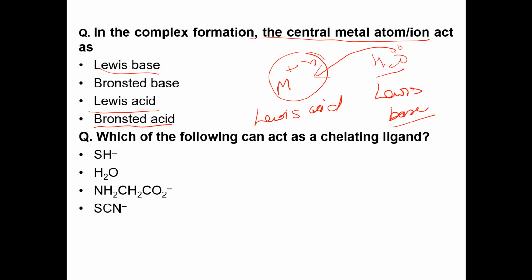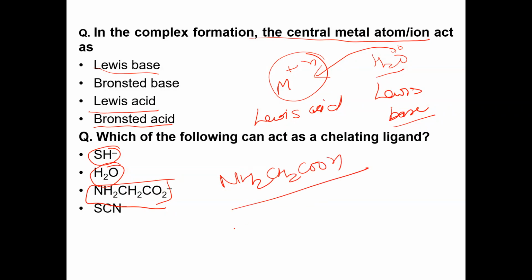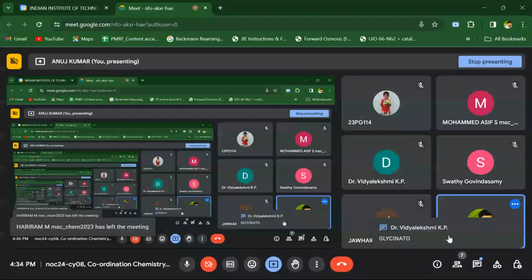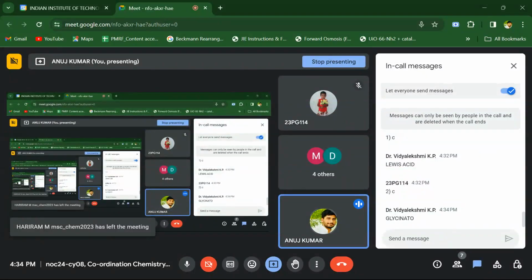Okay, the next one, which of the following can act as a chelating ligand? This SH negative, water molecule, thiocyanate ion, or basically the glycinate anion. This is glycine, and this anion is given here. Okay, so if I draw the structure, CH2 COO negative, yeah, it is glycinate anion.